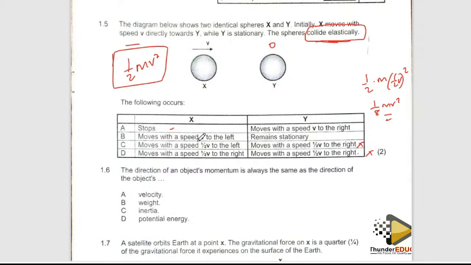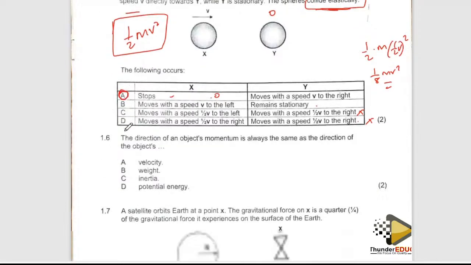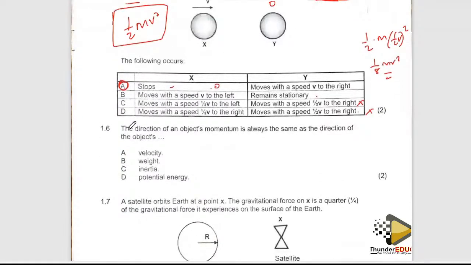Then X moves with a speed of v to the left, and this one remains stationary. This would make some bit of sense, but if the direction changes, then that becomes a problem. Let's see. X stops, which means the velocity is going to be 0, and then this one moves with the velocity of v. This is the most true statement, if there's a word like that. It's the best I can see.